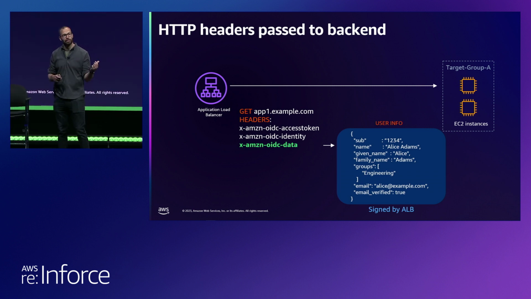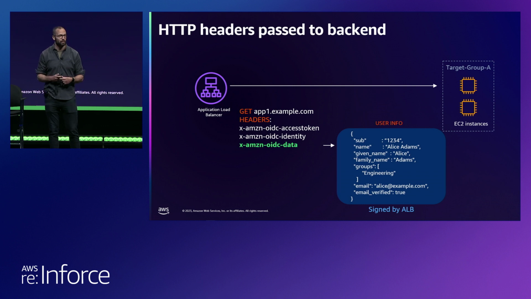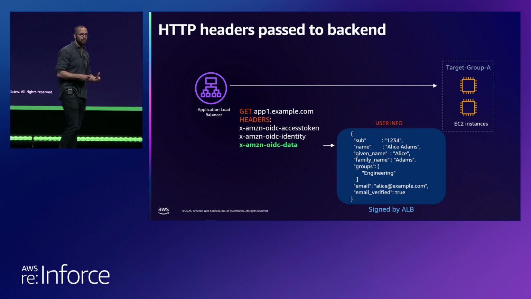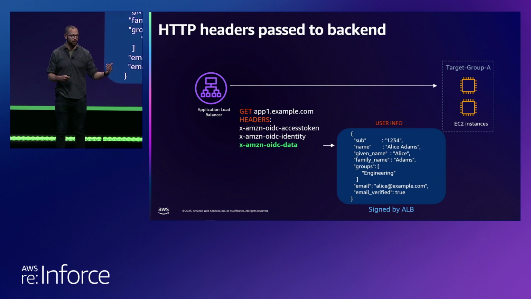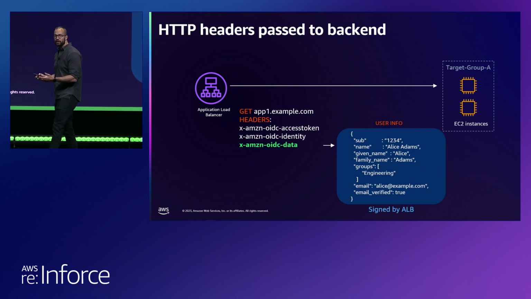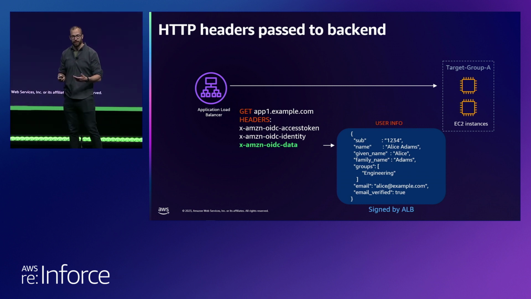So you need to get the public key published by AWS to be able to validate the authenticity of the user info here. Now, you can use that information in your application to do some additional authorization. The application load balancer only authenticated your user; it can't do authorization. So it's up to you to configure your application to look at these headers and decide, okay, Alice is part of the engineering group, so I'm allowing her to do something on my application.